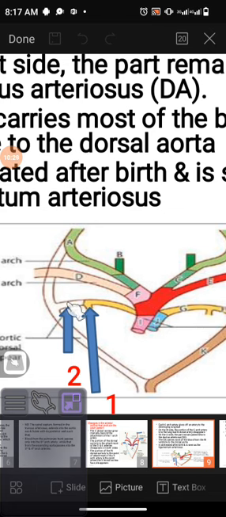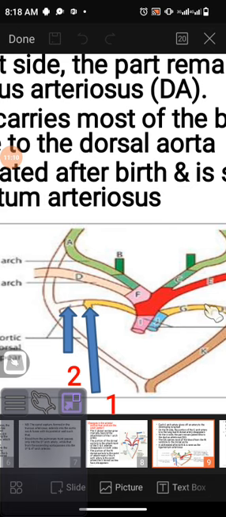Okay, so at the right side, the portion of the sixth aortic arch that lies between its point of attachment to the dorsal aorta and the developing branch to the lung bud is going to disappear. So this portion is going to disappear. The portion of the sixth aortic arch between its point of attachment to the dorsal aorta and the branching of the artery to the lung bud is going to disappear.